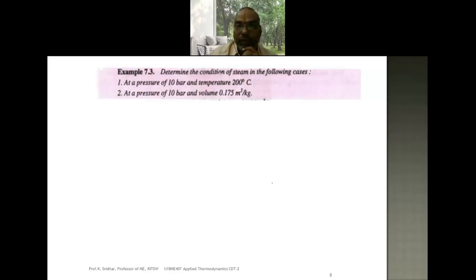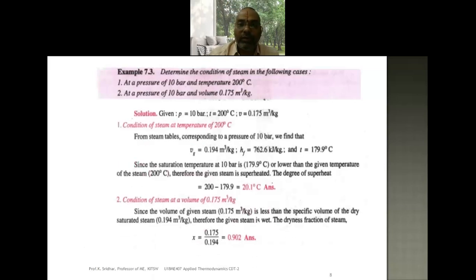So here I am giving you one problem, on how we can use the steam tables as well as the Mollier chart to find out the various properties. So please go through that particular problem. Here it is given that the pressure is equal to 10 bar and the temperature is given as 200 degrees centigrade. So just go to the steam table, because it is given that the specific volume is equal to 0.175 meter cube per kg.